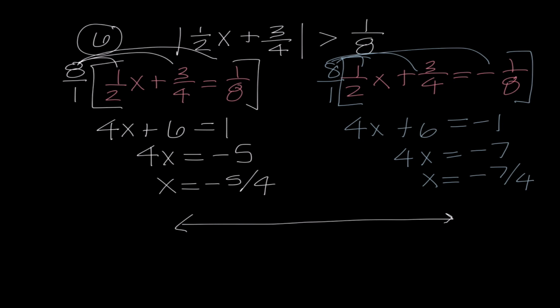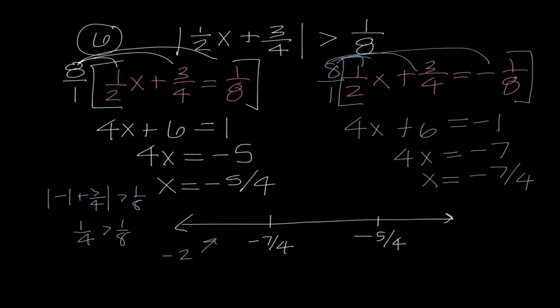So I need to think, what is smaller, negative 5/4 or negative 7/4? Negative 7/4 is smaller, so I'm going to put that on the left. A value that would be to the left of negative 7/4 would be something like negative 2. If I put that in, now I'll write this out, I would get the absolute value of negative 1 plus 3/4 is greater than 1/8. So that's telling me 1/4 is greater than 1/8, which is true.